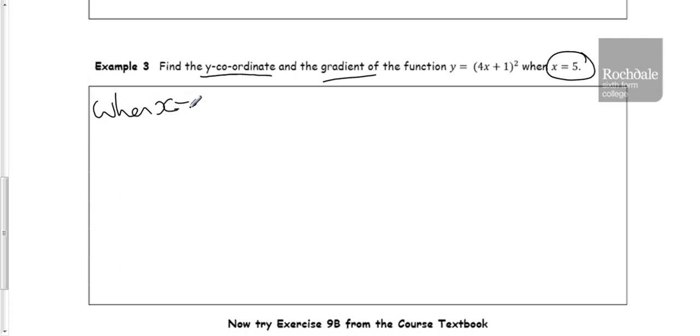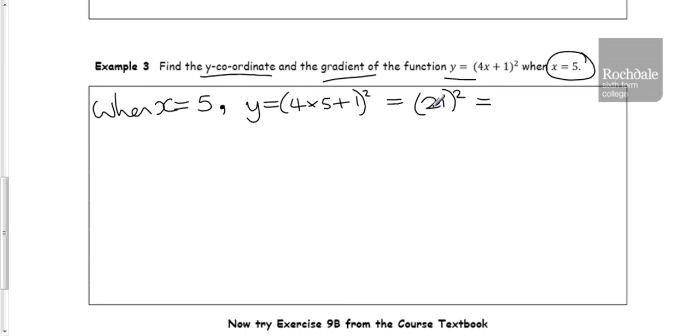So when x is 5, to find the y coordinate, we simply need something that says y equals, and here it is. So y is equal to (4 times x plus 1) squared. Now remember x is 5, so that's 4 5s plus 1, and then all of that squared. In the bracket we've got multiplication and we've got addition. We have to do the multiplication first. 4 5s are 20, plus 1 is 21, and then we need to square 21.